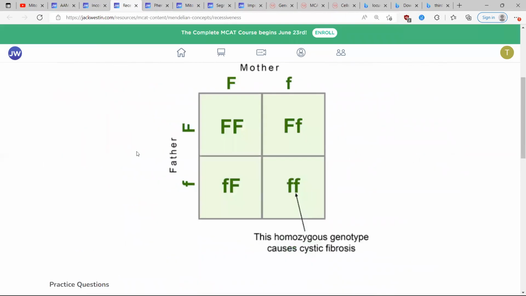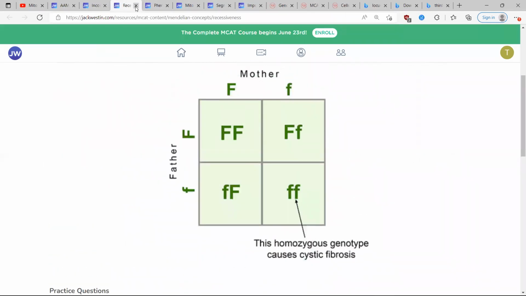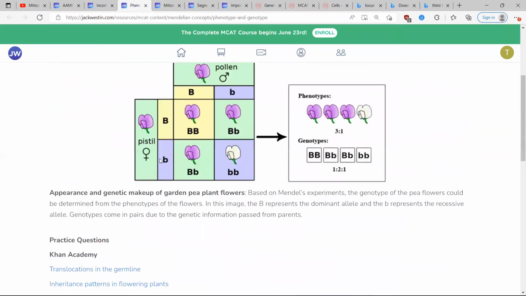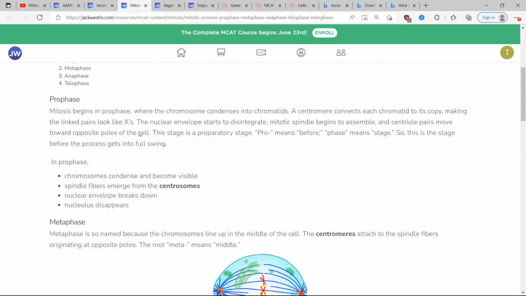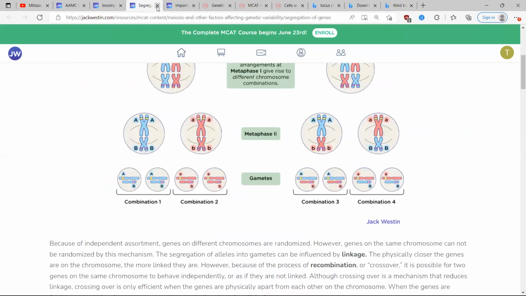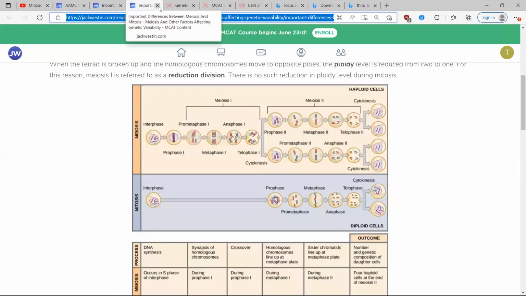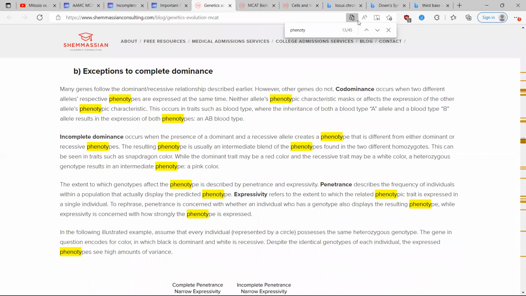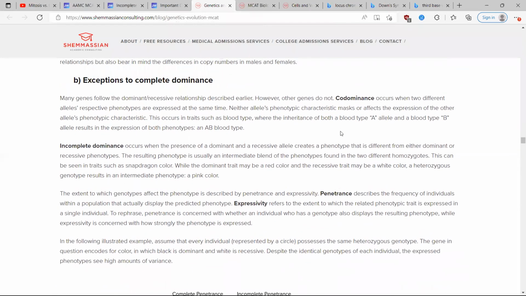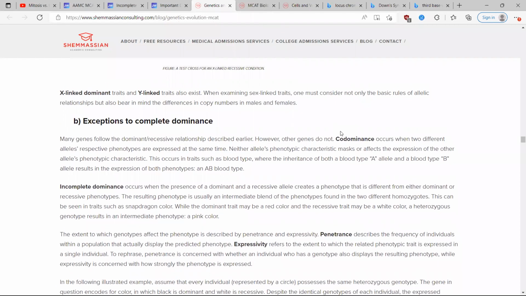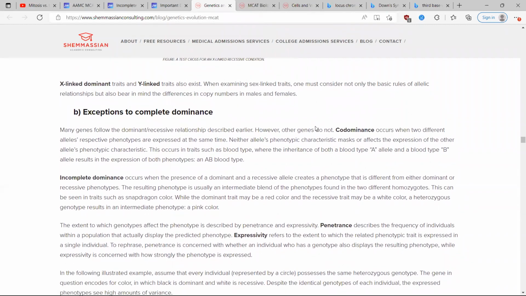So any questions about the basics of genetics and the basics of genotypes and phenotypes and all that stuff? Okay, so far so good. Okay, good. If you have any questions, you can drop it in the chat and I will get to it, and we can get started.